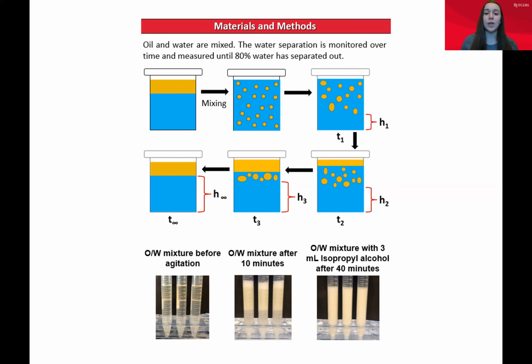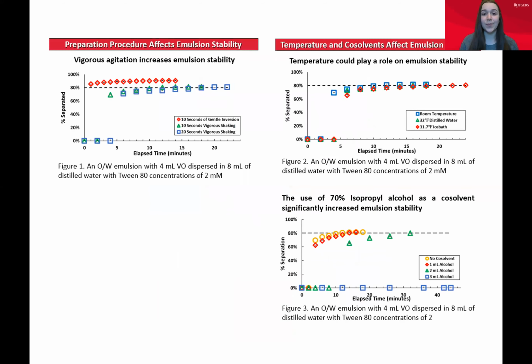In the second photo, there's an oil and water mixture after 10 minutes. So the emulsion is still present, but you can clearly see that a water layer has begun to separate out. In the final picture, there is an oil and water mixture with 3 milliliters of isopropyl alcohol. And this picture was taken 40 minutes after agitation, and no water layer was visible. This is how I ran my tests, and I was able to very clearly see how stable an emulsion is by how long it took the water layer to actually separate out.